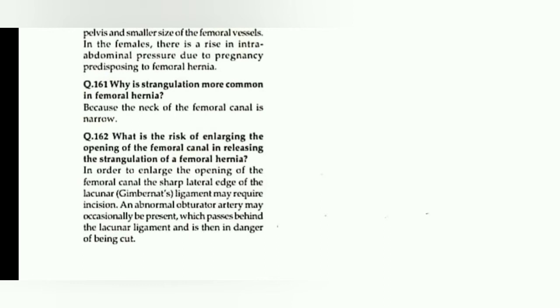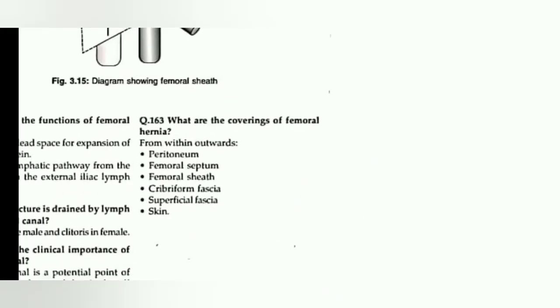What is the risk of enlarging the opening of the femoral canal in releasing the strangulation of femoral hernia? In order to enlarge the opening of the femoral canal, the sharp lateral edge of the lacunar ligament, that is Gimbernat's ligament, may require incision. An abnormal obturator artery may occasionally be present, which passes behind the lacunar ligament, and it is in danger of being cut. The last question, what are the coverings of femoral hernia? From within outwards: peritoneum, femoral septum, femoral sheath, cribriform fascia, and superficial fascia and skin.